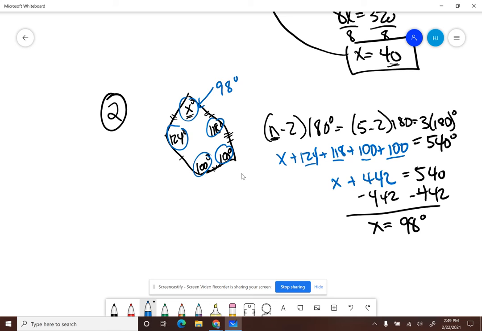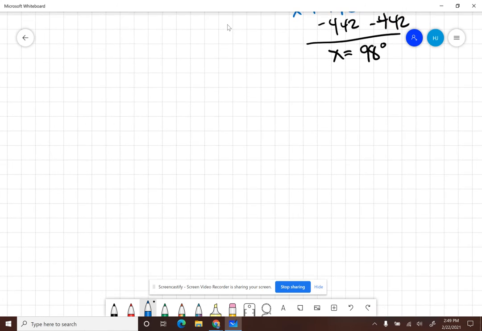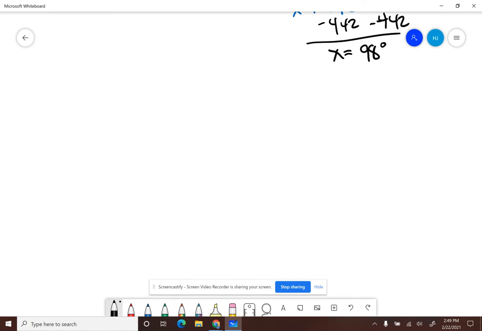Okay. Last but certainly not least, again, trying to keep this video short, but yet at the same time, give you the information you need for this practice. Number 3, and I'm going to see if you can recognize what kind of shape that is.